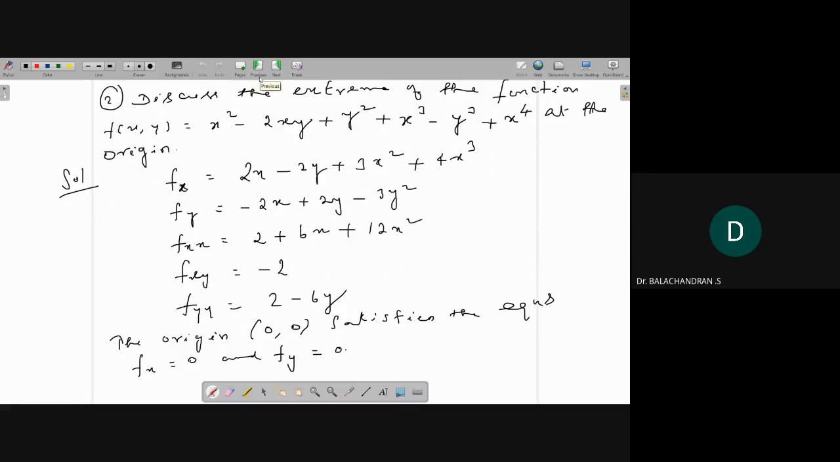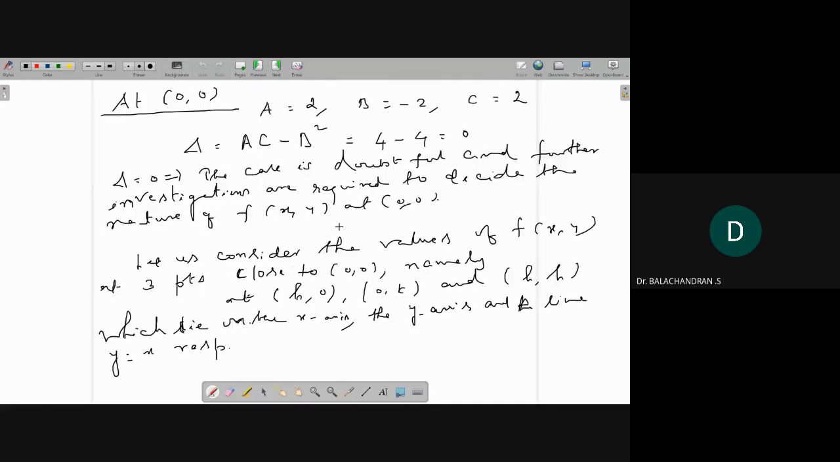Because this is not the ordinary problem. So this is slightly different from the previous problem we solved. Because here we are not finding the stationary points. Here we are just checking that the point given in the question, the origin, satisfies the condition, and then delta is 0. That's why further investigation is needed.